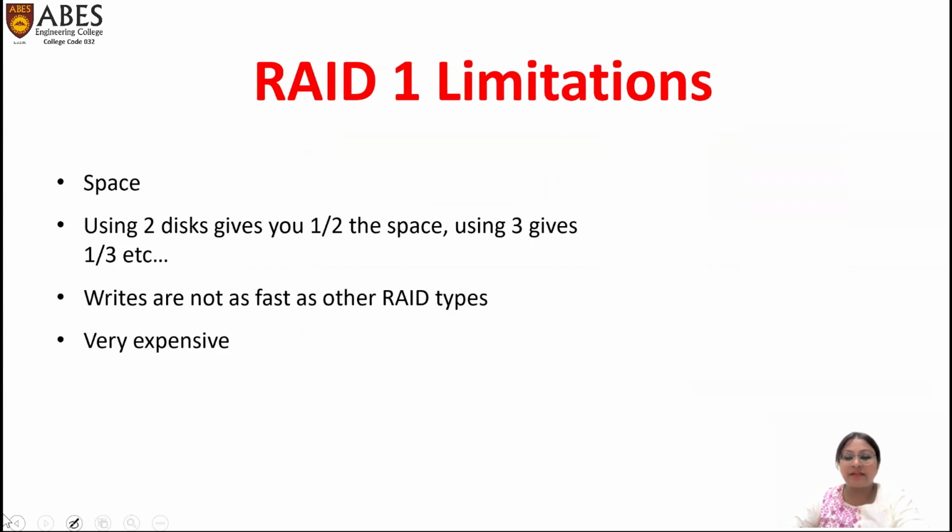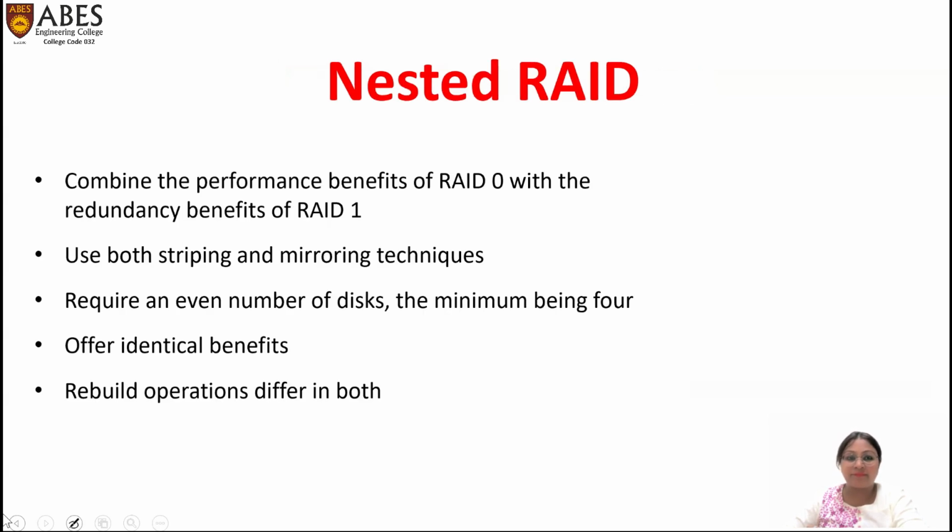But there is a limitation. The limitation is a space problem. You have to replicate all the data of one disk to the other disk as it is. So here is a space problem, and writes are not as fast as other RAID types and it is very expensive, because you have to copy all your data into the other disk as it is. So RAID 1 is very expensive, as more disks are required for your data to get stored at RAID 1 level.